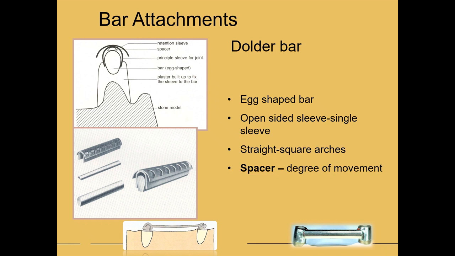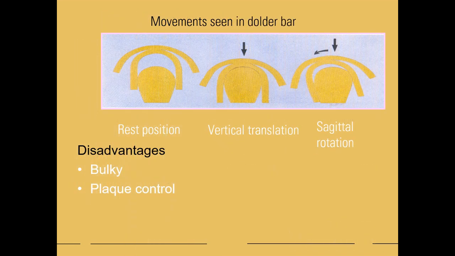And it can be used with or without a spacer. The bar is rigid if it is used without a spacer and it is resilient if the spacer is used. So the spacer actually controls the degree of movement. This is the movement seen in the Dolder bar. So the Dolder bar allows vertical translation as well as slight sagittal rotation. Now the disadvantages of the Dolder bar are that it is bulky and it is difficult to control plaque.